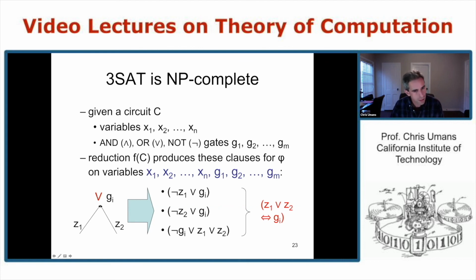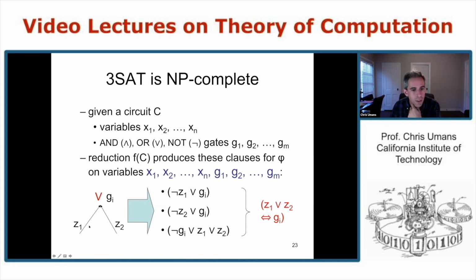For this OR gate, we will produce these 3 clauses that are listed here. And those 3 clauses are logically equivalent to this thing in red, which asserts that gi has the same truth value as z1 or z2, which is exactly what gi is supposed to do. Gi is an OR gate. You have to carry out a little manipulation, multiply things out, and then simplify them so that you get a collection of ORs. But indeed, this works.